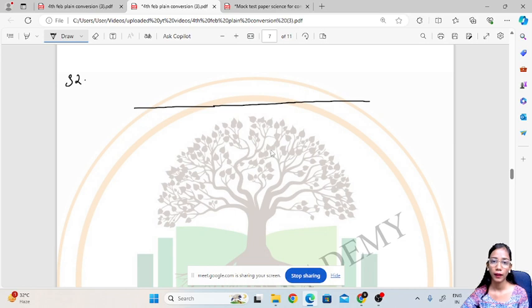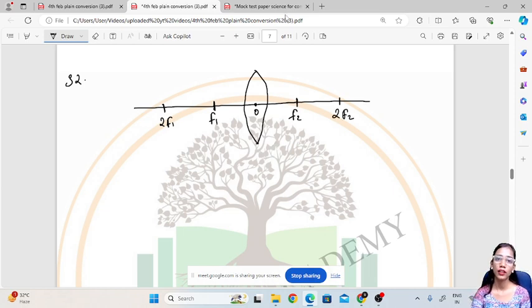Okay, then draw the convex lens. This is the optical center. Then the measurements: F1, F2. The distance between the optical center and F1 should be the same as to F2. Now look at what is asked.